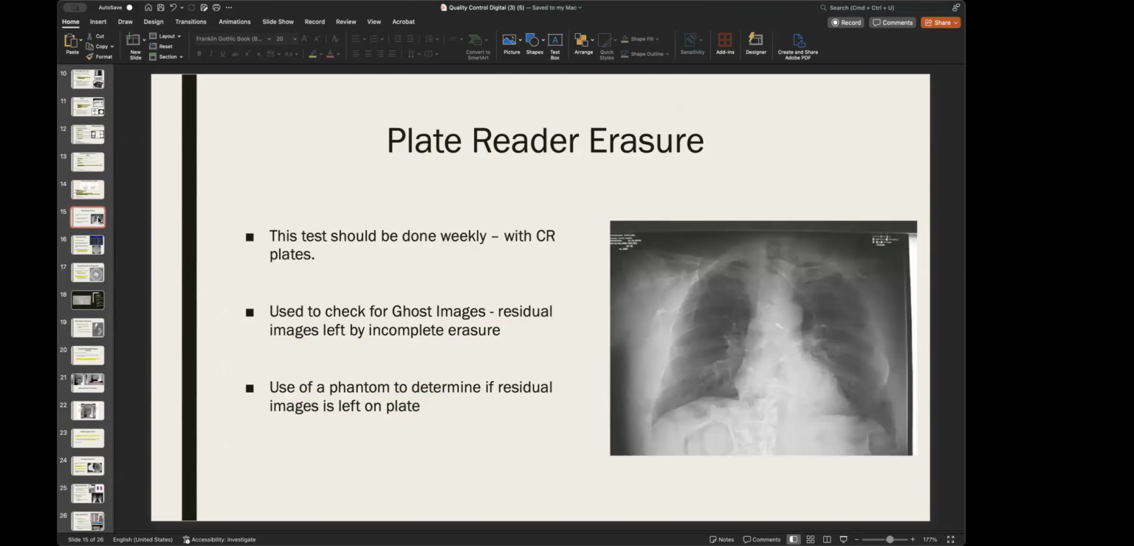Now, as part of the quality control things that we do, there's a variety of different things that have to be completed. Plate reader erasure. If you're working in a place with CR, you want to make sure this is being done weekly, right? Because if you can see here, there's a ghost image of a pelvis. If you look really hard, you can see the obturator foramen right here. You see the wing of an ala here, you can see another wing here, and you can see the pelvis, the inlet right here. So if the plate reader is not erasing properly, you're going to get those. So we want to make sure we're testing the plate reader weekly.